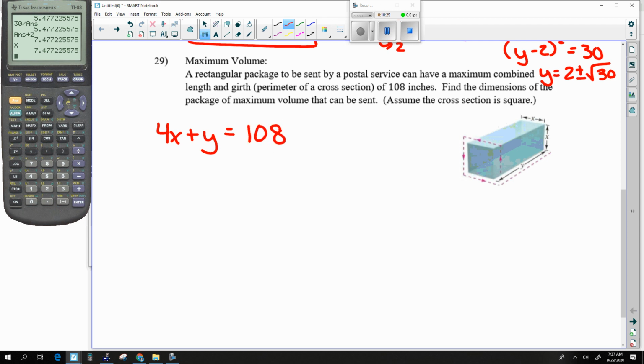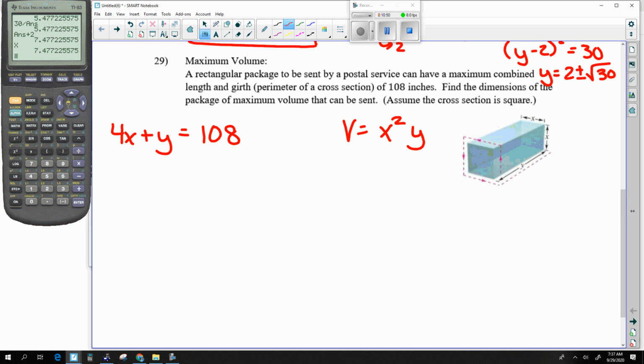All right, so that's the 108. So it's the length and the girth. And then they want to know what will be the maximum volume. Volume in this case is the base, which is x squared, times the height, which is y.